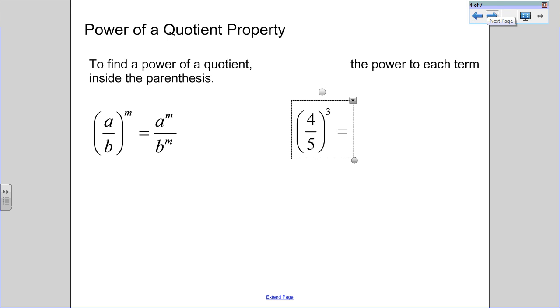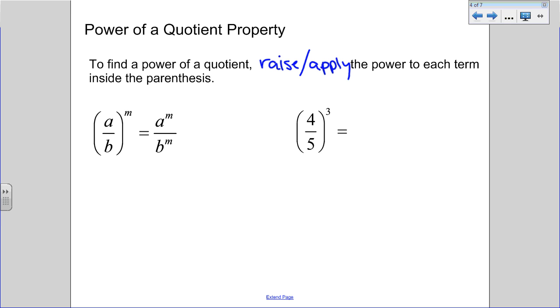All right, so ladies and gentlemen, let's take a look at our second rule that we have here. If I have the power of a quotient, so that means I have a fraction, I have division in parentheses, what I'm going to do then is raise or apply the power to each term inside those parentheses. So if I have a over b, if I have a numerator and a denominator, both the numerator and the denominator get raised to that power. So this is going to be a to the m and b to the m.